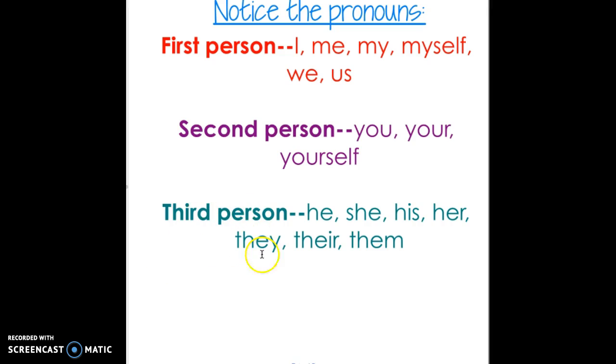However, if you're using third person, you're like an outsider looking in. You're going to use pronouns such as he, she, his, her, they, their, and them. You're someone who is not directly in the story, but rather someone who's essentially been given information about what's happening and then telling it to someone else.